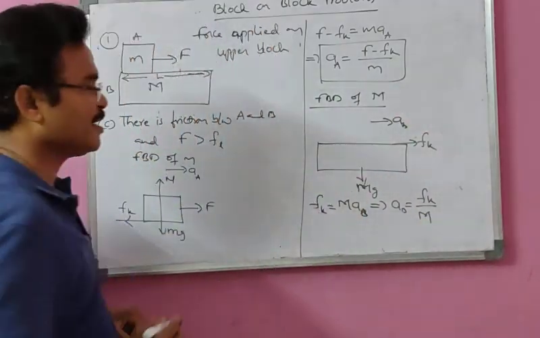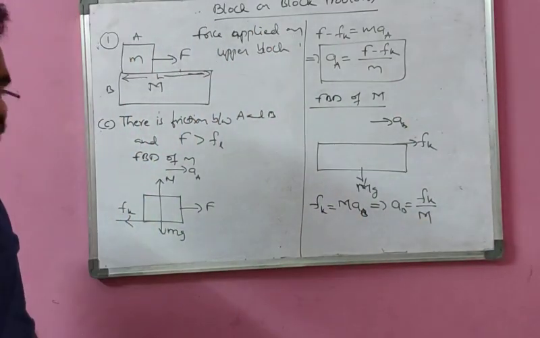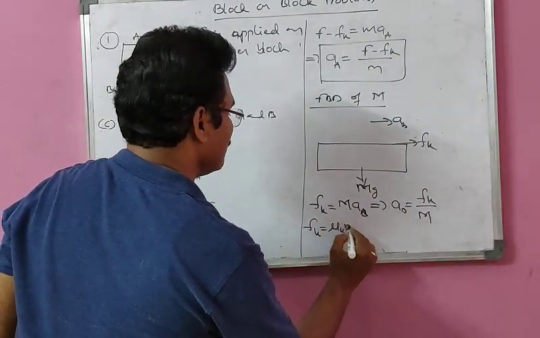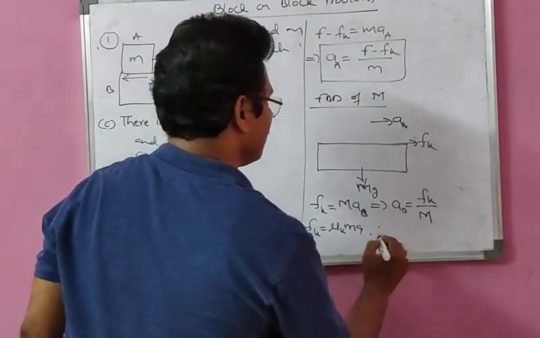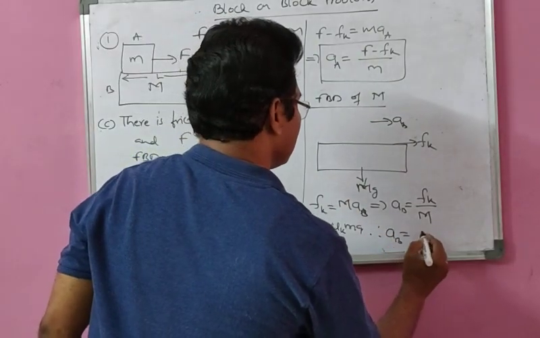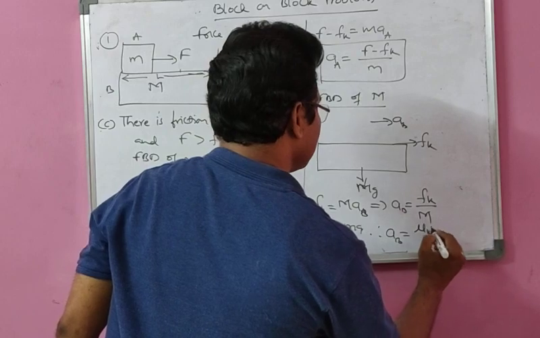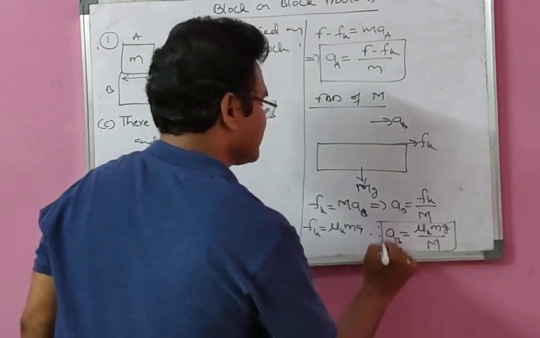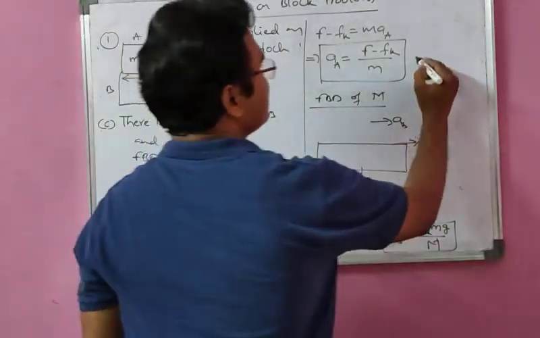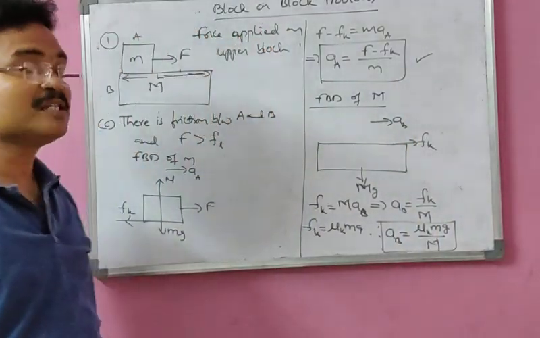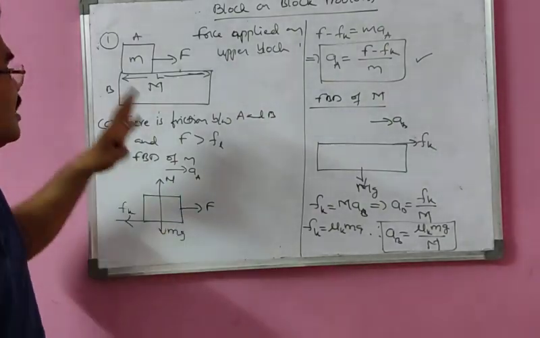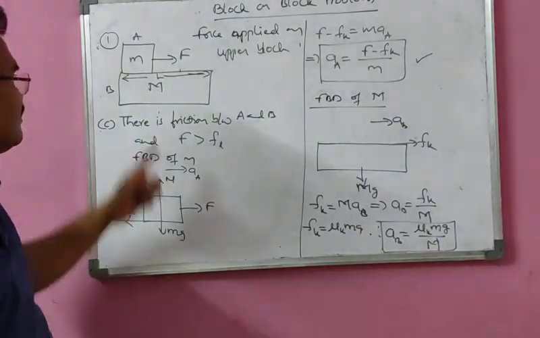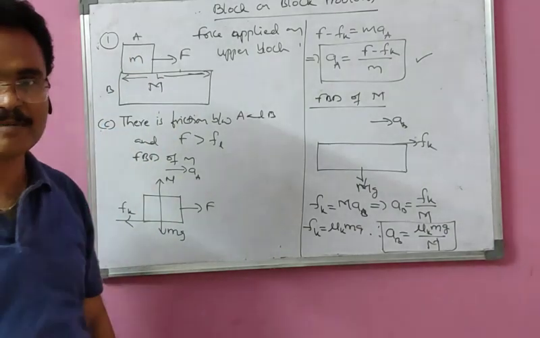But what is Fk here? Frictional force due to the lower block. So Fk equal to actual value becomes what here? Mu k mg. So therefore aB equal to, we get what here, mu k mg divided by capital M. So this is the acceleration of the lower block. This is the acceleration of the upper block. This happens whenever the applied force is greater than limiting frictional force between upper block and lower block.